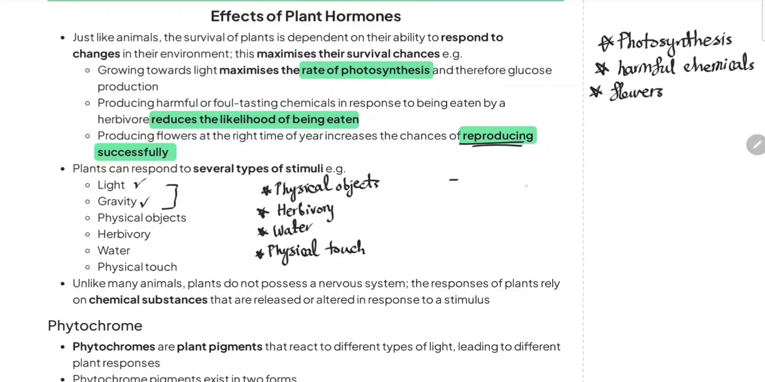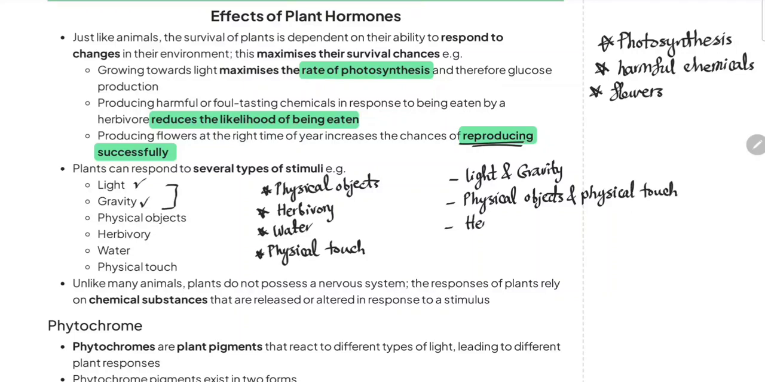Okay, so to memorize it easier, we're going to summarize it into some compartments. The first part is light and gravity, and that's what we know from the previous biology O level. We've known the physical objects and physical touch. Physical, that's a good way of memorization. Physical touch. And we've got the herbivory, which is being eaten by herbivores, and water. Now that's food and drink, physical objects and physical touch, light and gravity.